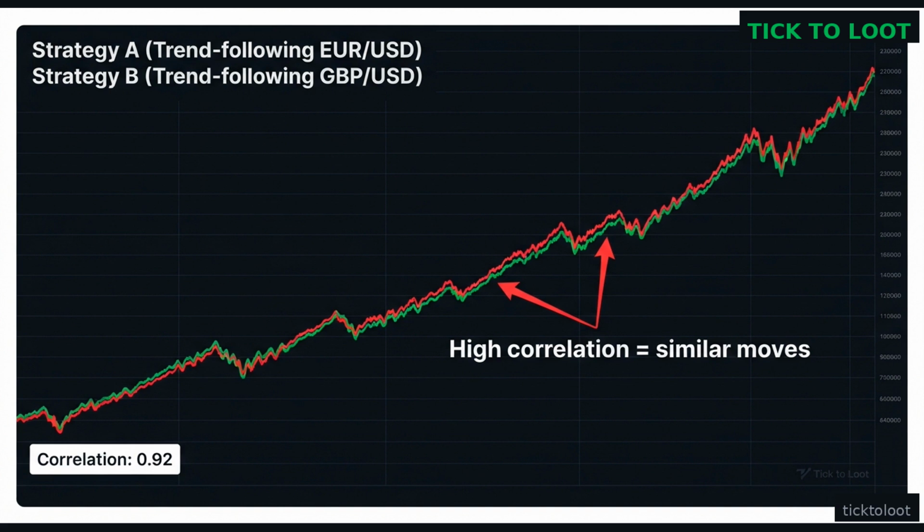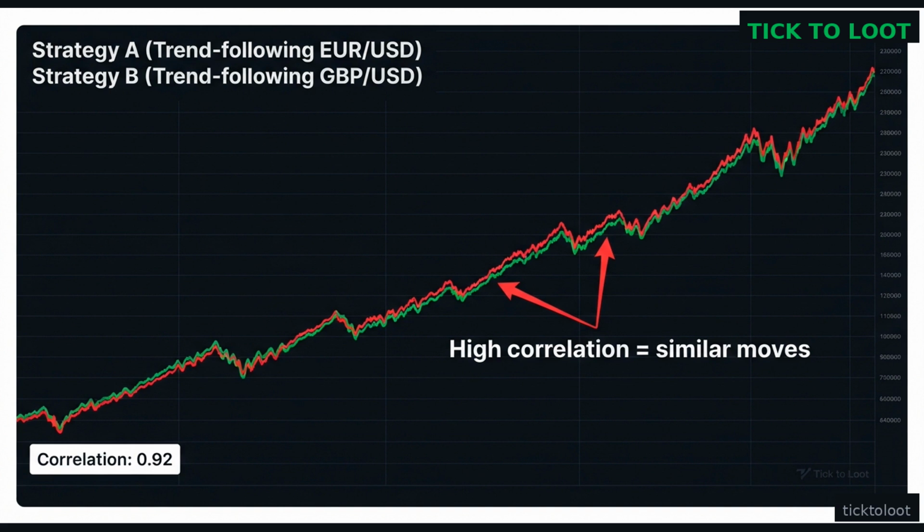Imagine you have two trading bots. Bot A follows a trend-following approach on the euro to US dollar pair, buying when the price climbs and selling when it falls. Bot B does the same thing, but on pound sterling to US dollar. Because both pairs often react to the same global risk sentiment, the two bots will likely make money or lose money at the same time. On the chart, you see two equity curves, one green, one red, running almost side by side. The white box shows a correlation of 0.92, which is very high.